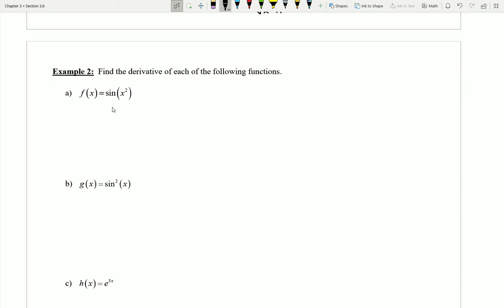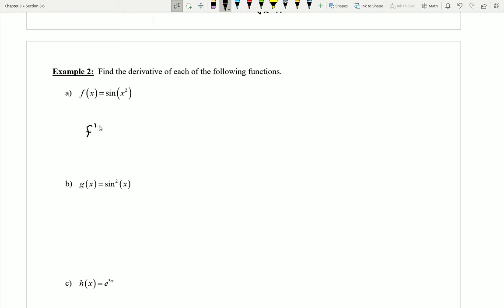Let's take a look now at example number 2 to see if we can continue to try to practice this idea. Let's jump in here by taking a look at part A. So in here I have a function, sine of a bunch of stuff. Notice I should be able to almost see the composition immediately. I have an outer function of a sine. I have an inner function of an x squared.